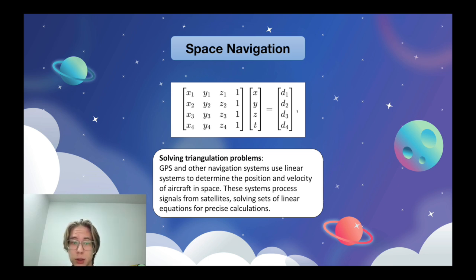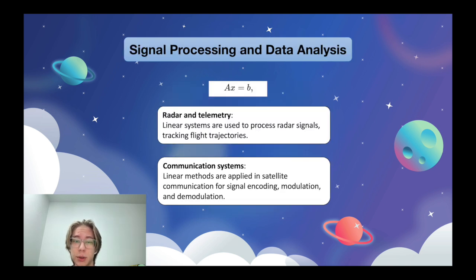The last one will be signal and data processing, especially for radar and telemetry. Linear systems are used to process radar signals, tracking flight trajectories, and communication systems. Linear methods are applied in satellite communication for signal encoding, modulation, and demodulation. For example, in radar signal processing, the signal can be described by a linear system where A is the radar impulse matrix, X is the target signal, and B is the measured response. Solving this system recovers the target signal.